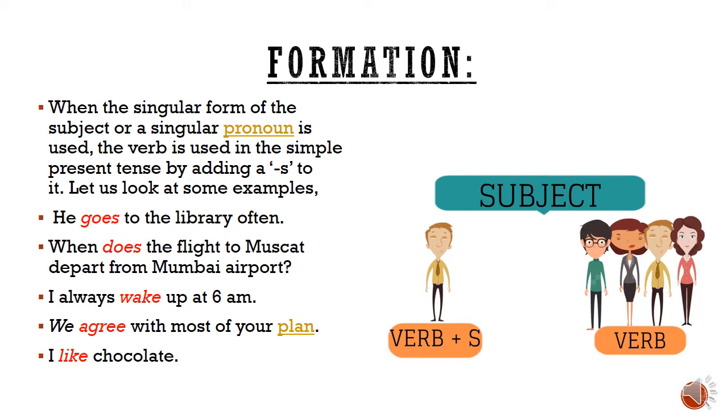Now, what is the formation of the simple present? It's very simple. You have to add s to the base verb in case you are using singular pronouns, and in case you are using plural pronouns, you don't have to add s at all. In case you need to add not to the sentence, you can use do or does. But make sure that after do and does you have to use the infinitive form. For example, he goes to the library often. If I need to add not here, it should be he doesn't go to the library, not he doesn't goes. He doesn't go. I always wake up at 6 a.m. I don't wake up at 6 o'clock.